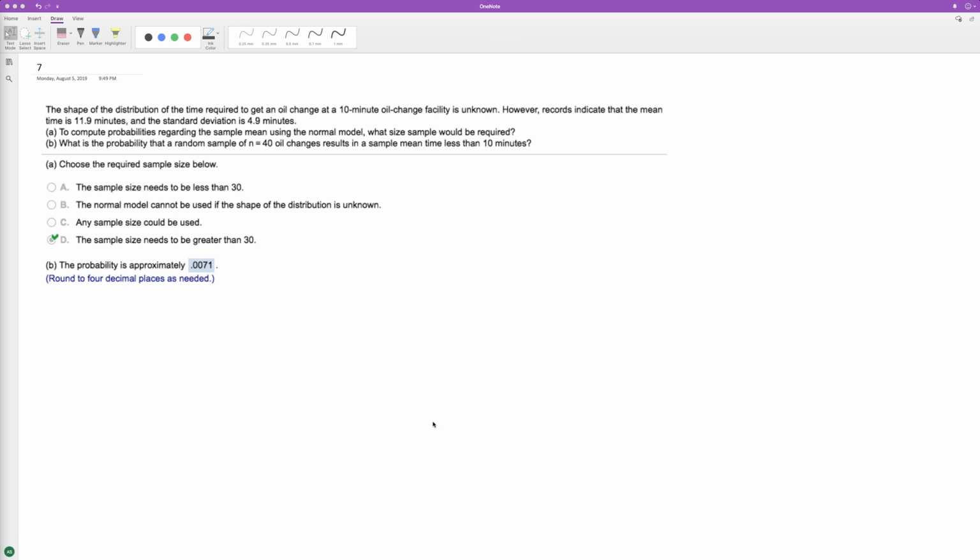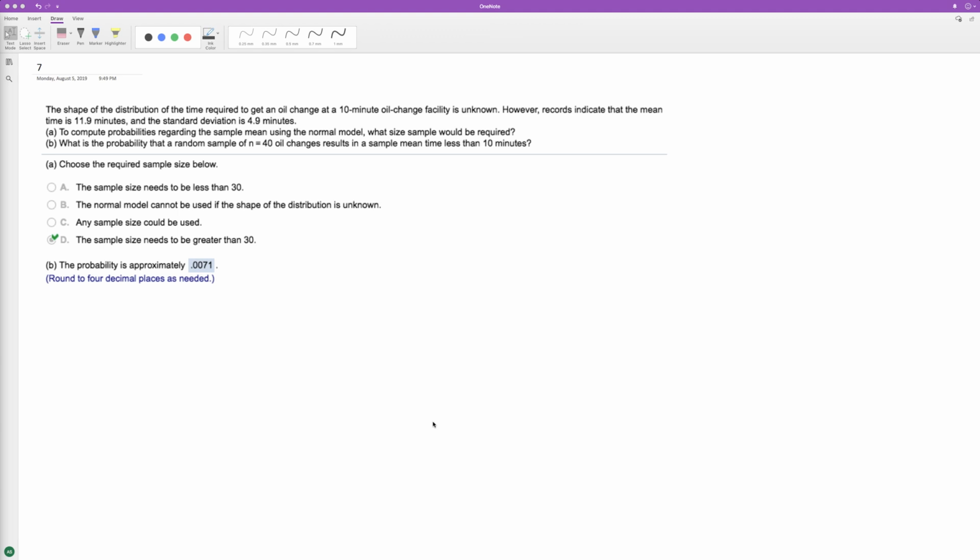The distribution of time required to get an oil change at a facility is unknown, if I can read. However, records indicate that the mean time is 11.9 minutes. Compute the probability regarding the sample mean for a normal model.